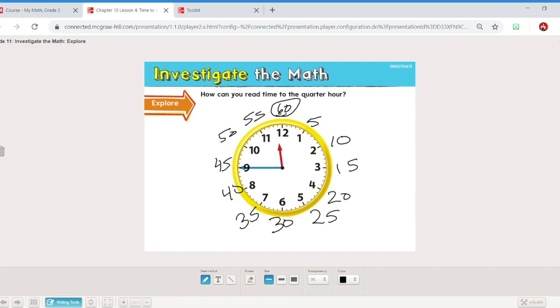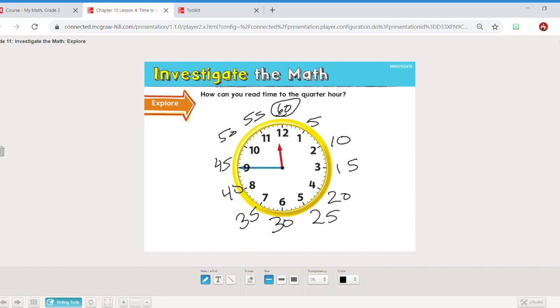So a clock has 60 minutes on it and 12 hours. When I tell time, I like to look at the minute hand first, but that's my personal strategy. You can do the hour first if you'd like. But for here, I'm going to go around. I put the minutes on the outside so I can see if it's on the 9.